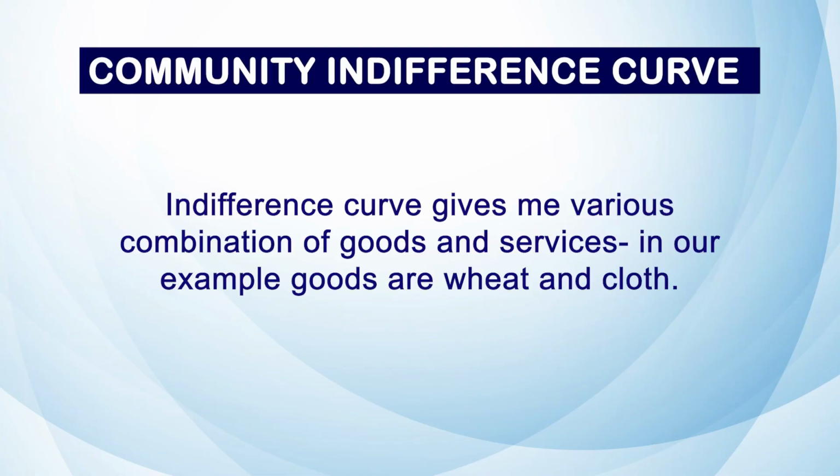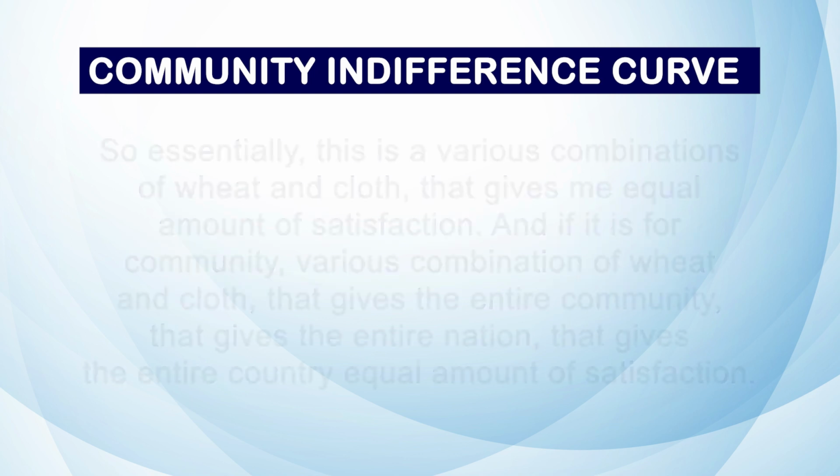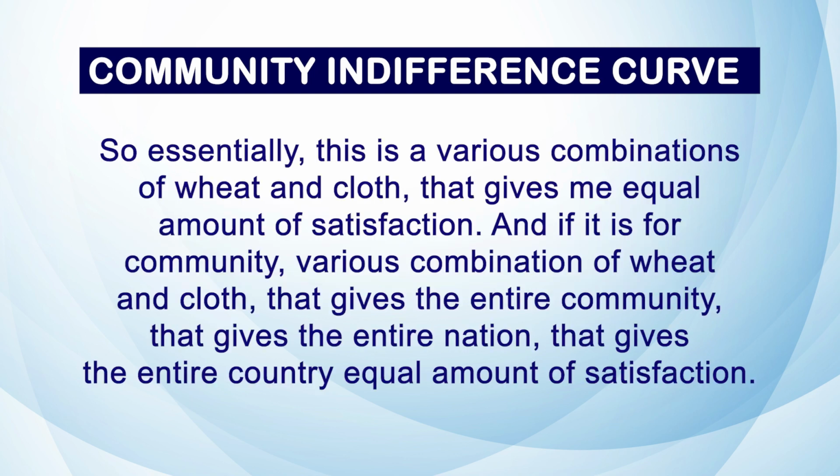Students, now you remember very quickly the definition of indifference curve. An indifference curve gives me various combinations of goods and services. In our example, the goods are wheat and cloth. So essentially, this is the various combinations of wheat and cloth that give me an equal amount of satisfaction. And if it is for the community, it is the various combinations of wheat and cloth that give the entire community, the entire nation, the entire country an equal amount of satisfaction.